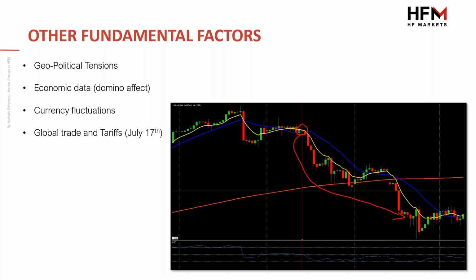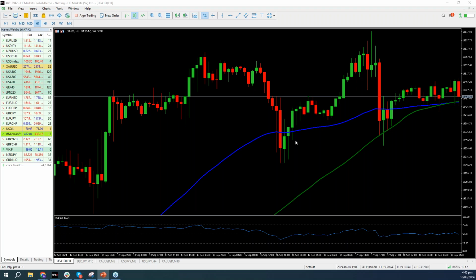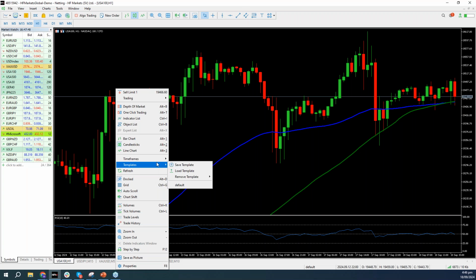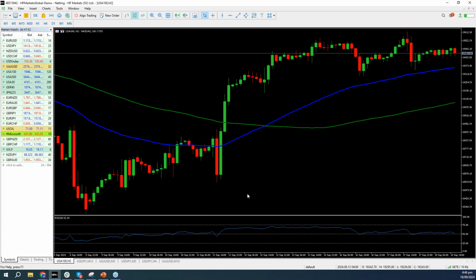So bear with me, guys. Let's go to our MT5. Let's go to 2-hour time frame. Now, here we're looking at the NASDAQ. The NASDAQ is actually kind of forming what is known as a head and shoulder pattern.